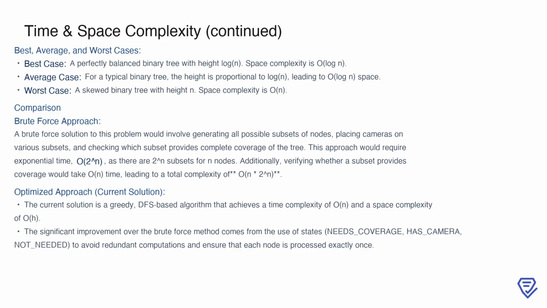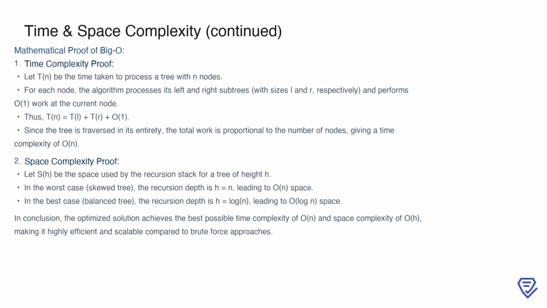Comparing this to a brute force approach highlights the efficiency of the optimized solution. A brute force method would involve generating all possible subsets of nodes, placing cameras, and verifying coverage. This approach requires exponential time, O(2^n), because there are 2^n possible subsets, and verifying coverage for each subset takes O(n) time. The total complexity of brute force is therefore O(n*2^n). In contrast, the current solution achieves O(n) time and O(h) space by leveraging states to minimize redundant computations and process each node exactly once. Finally, let's mathematically validate the big O analysis.